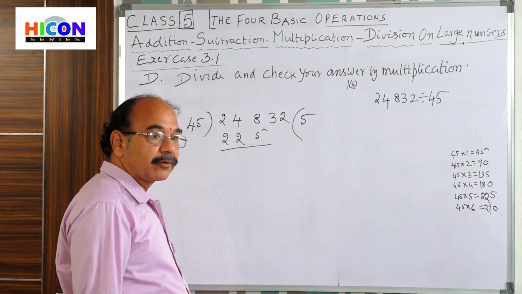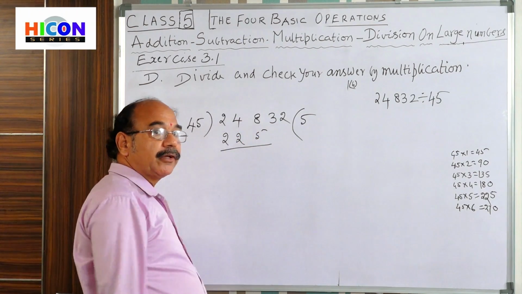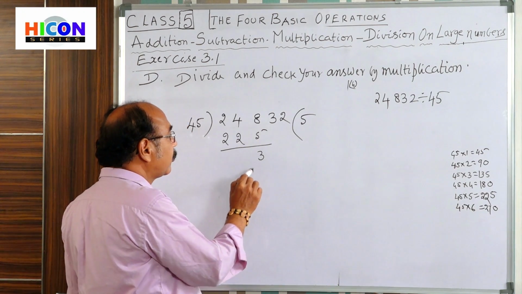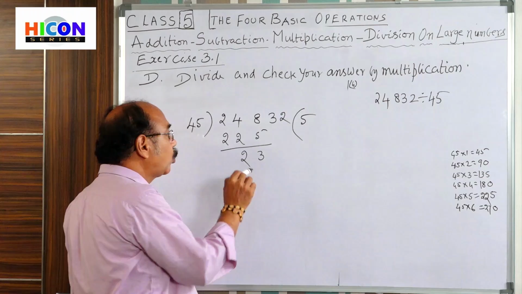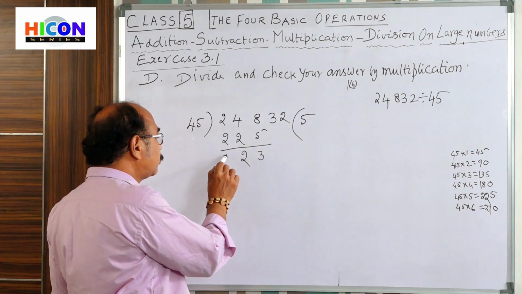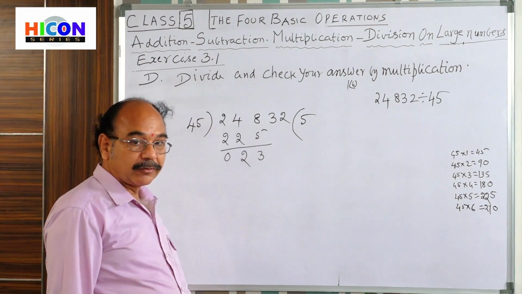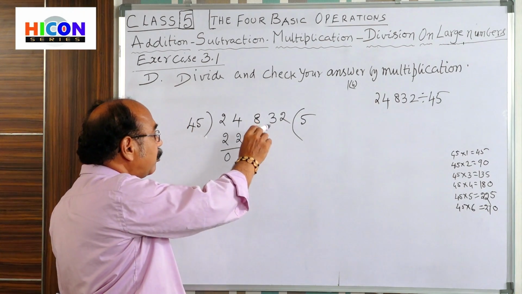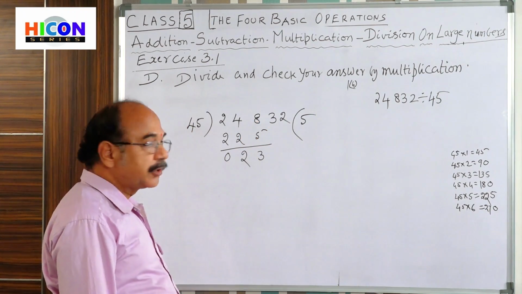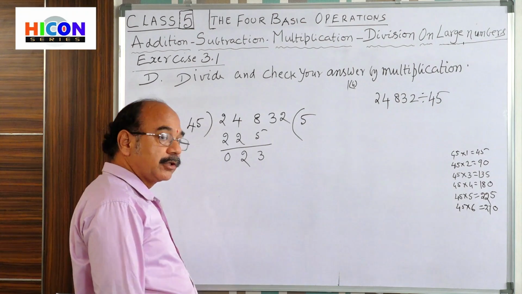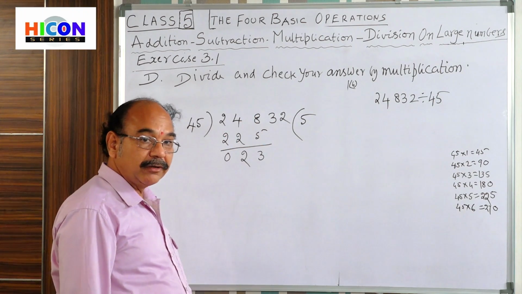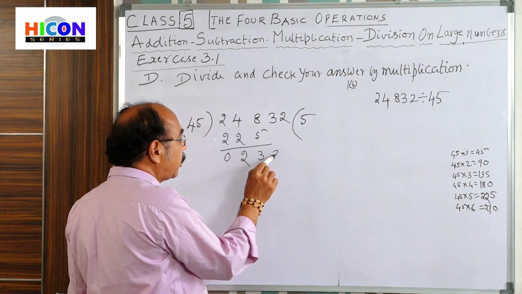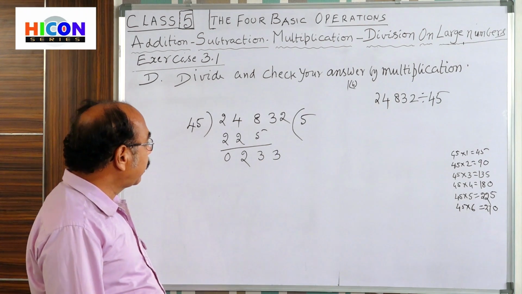Show the subtraction. 8 minus 5 is 3. 4 minus 2 is 2. 2 minus 2 is 0. So 23. Now, from the dividend, bring down 3, because some more digits are there in the dividend. Now we have 233.